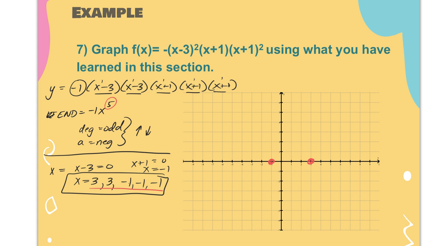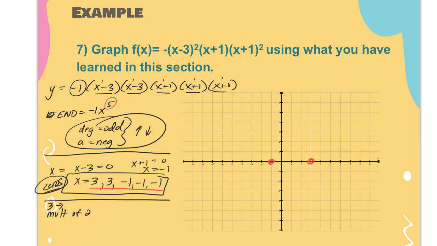So now I have my zeros. That's my second answer. Here's my end behavior. Here's my zeros. The next thing we look at is multiplicity. I have 2 solutions. I have 3, which has a multiplicity of 2, which means I'm going to bounce. And I have -1, which has a multiplicity of 3, which because it's odd means I'm going to go through it. So I know my graph is going to bounce off of 3, and it's going to go through -1.